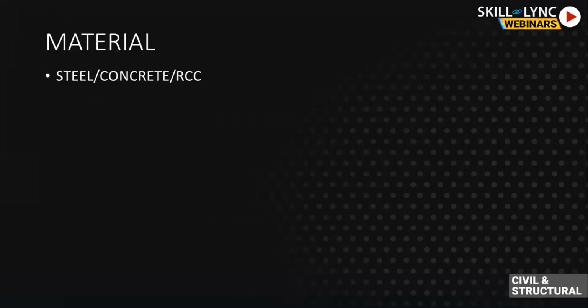Materials. What does a structure consist of? The basic skeleton of a structure consists of many materials. It can be steel, concrete, RCC, nowadays wood. Many other materials are also being used. For industrial structures, we use mainly steel and concrete.